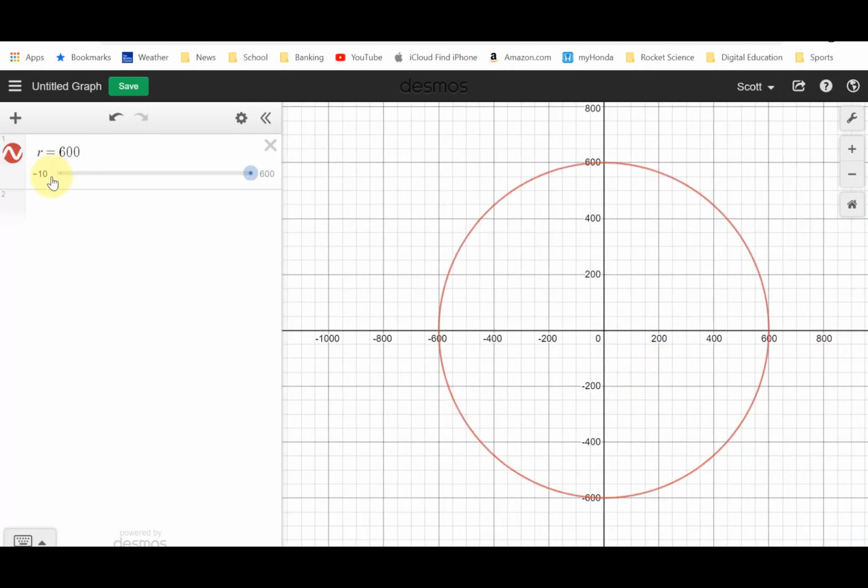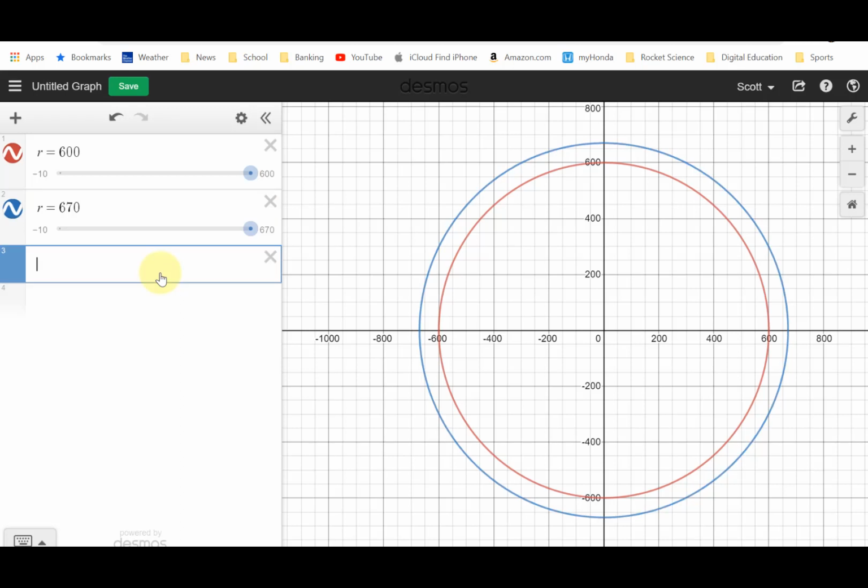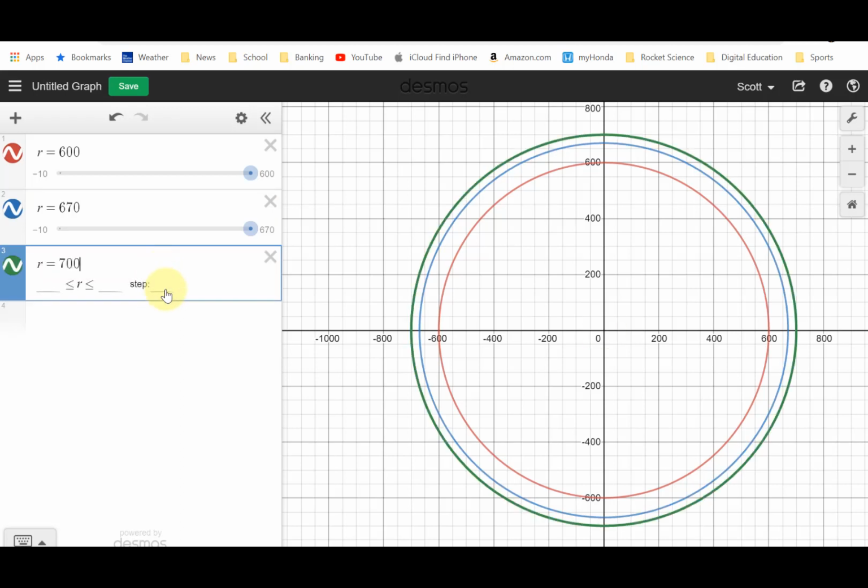So there's the planet Kerbin. We could make another circle with a radius of 670. That's the altitude of the atmosphere. R equals 700. That's our circular orbit.